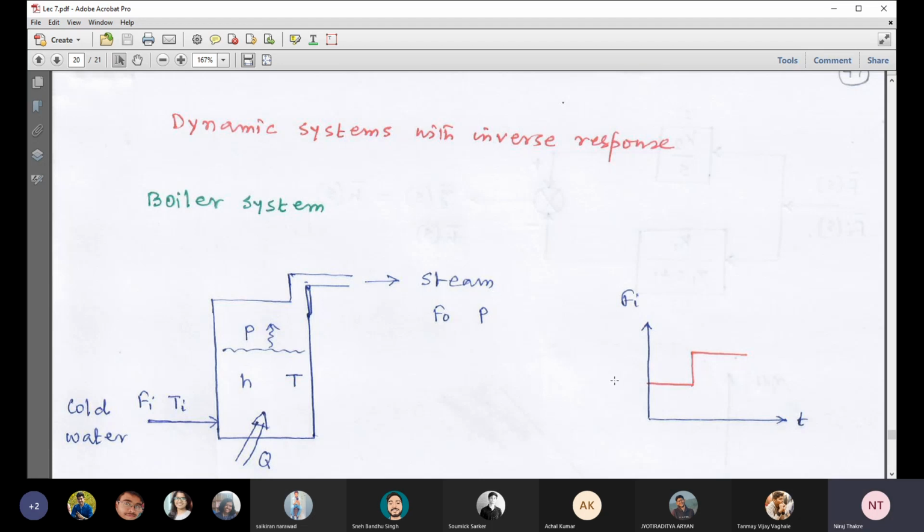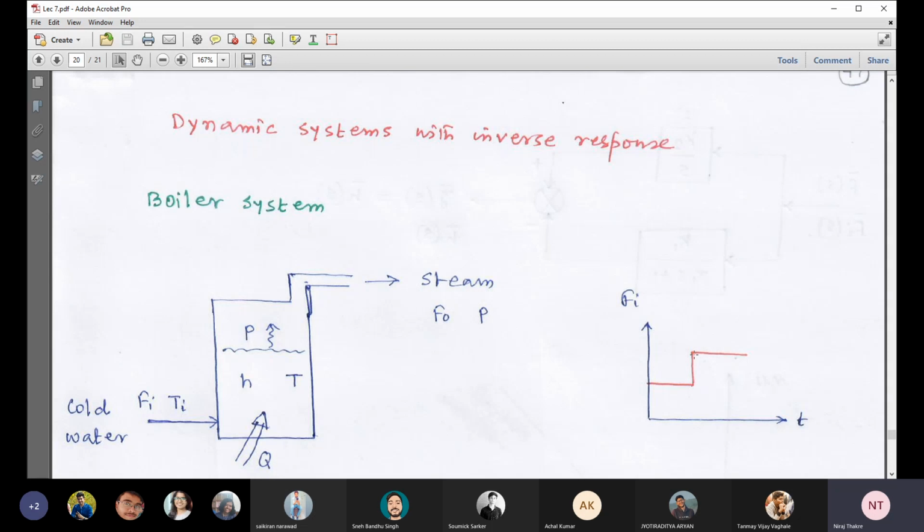Now we are considering a situation where this horizontal line is basically indicating the steady state, a fixed value of Fi. Then suddenly we are increasing the flow rate of this cold water with a step change. It's a step increase basically. On the right hand side, it is shown that initially the Fi was fixed, which is indicated by this horizontal line. Then at a certain time, we have increased the Fi. It's basically a step increase.